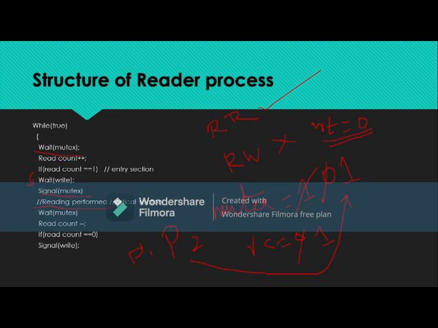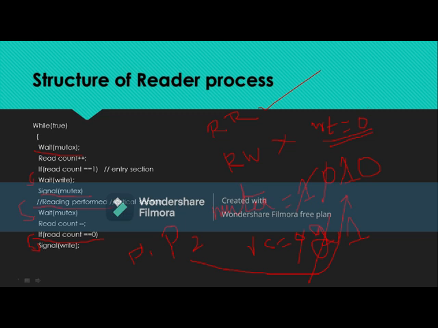Once one process has completed the reading operation, at that time it has to invoke wait of mutex, and the mutex value will be 0. Then we should decrement the read count. Currently there are two processes, one process has completed, so now we have only one process. If read count is equal to 0, then we can invoke signal of write, which means we have to ensure no reader is accessing that file right now. So here we are checking if read count is equal to 0.